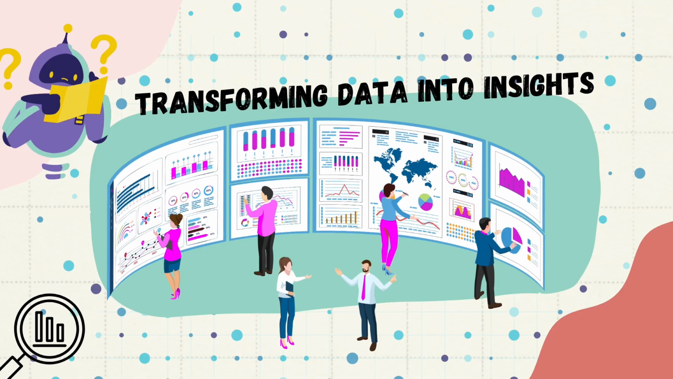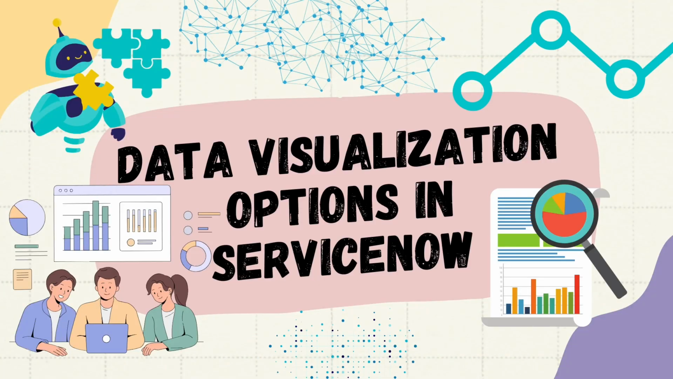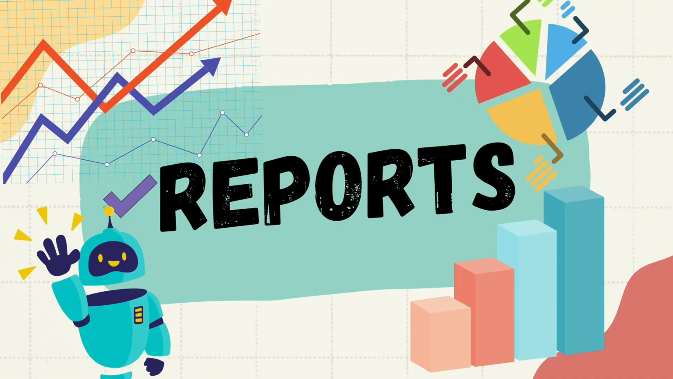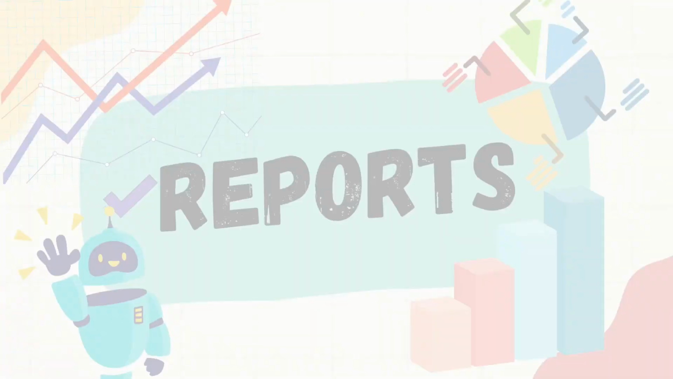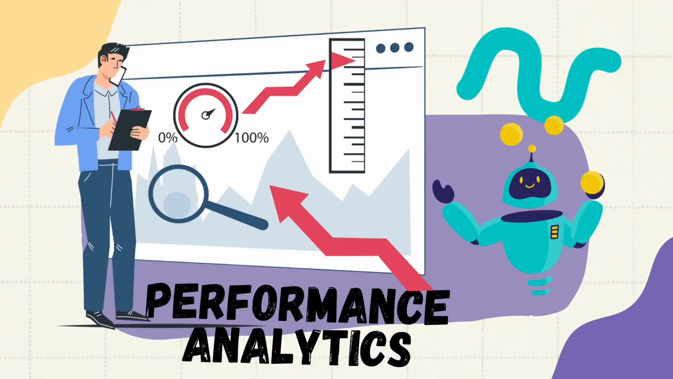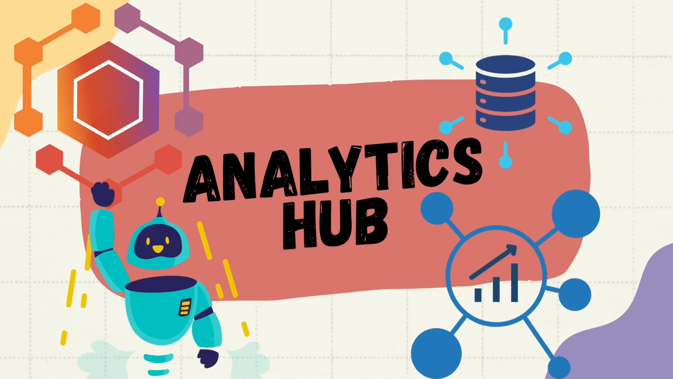business decisions more effectively. ServiceNow offers several ways to visualize data, including reports, which are used to create bar charts, pie charts, trend lines, and more to analyze key metrics. Second is dashboards, a centralized view where multiple reports can be displayed for real-time tracking. Third is performance analytics, an advanced analytics with predictive capabilities to track progress over time. Fourth is Analytics Hub, which provides deep insights into trends and patterns with drill-down options.